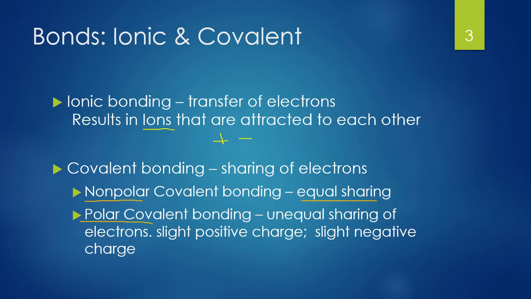A polar covalent bond is when the atoms involved in the bond have an unequal sharing. What that means is one atom wants those electrons more, so they're not going to share them as much. This is going to result in one atom having a slightly positive charge, and the atom that wants the electrons more having a slightly negative charge.